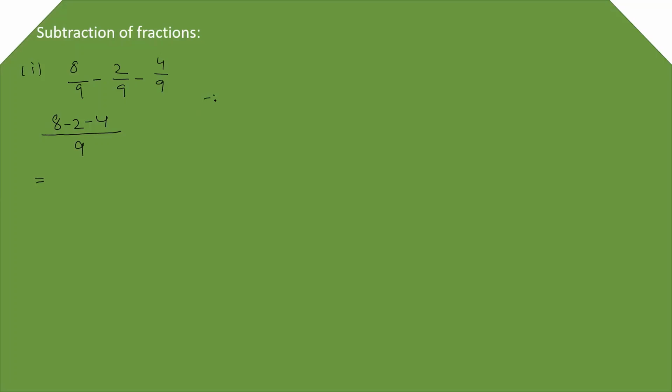8 minus 2 minus 4. Add minus 2 and minus 4. If the first number has a minus sign and the second number also has a minus sign, we have two minus signs, so we have to add. 2 plus 4 is 6. We write only one minus sign. So 8 minus 6, how much? 2. 2 by 9 is the answer.